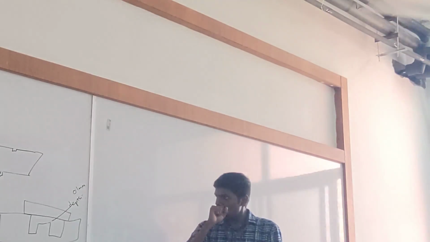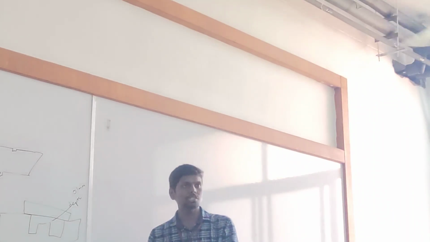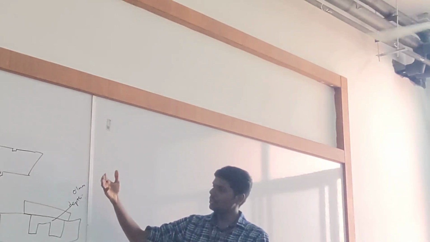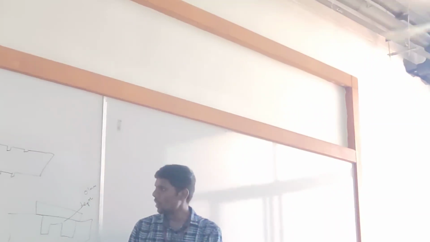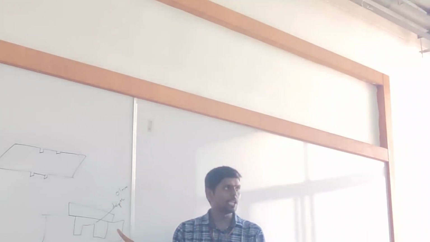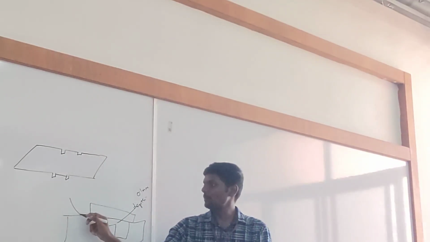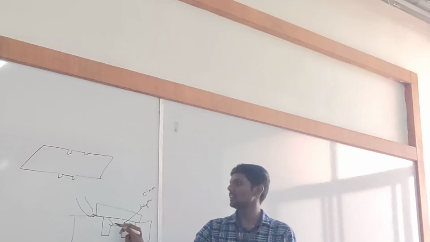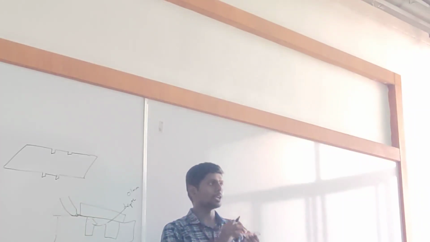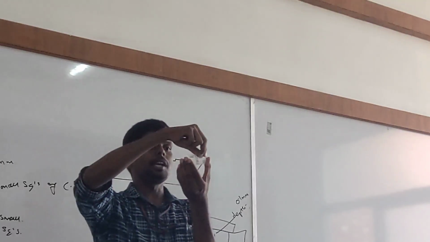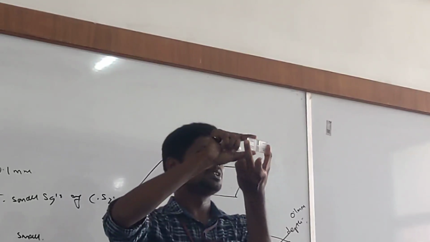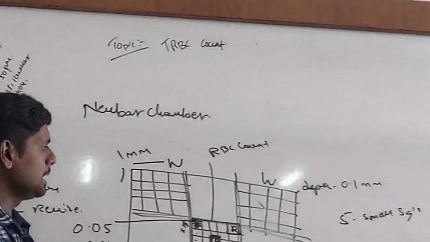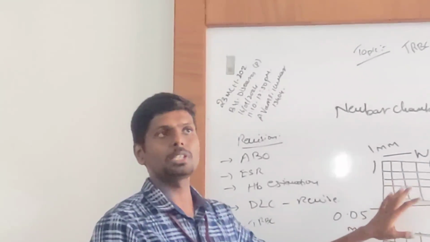So, how to charge the Neubauer chamber? Charging means filling it with blood. You have already placed the cover slip. After that, from the side, with the micropipette, you draw the blood and the blood will automatically fill the space. There are two grids, one at the bottom and one at the top. So each Neubauer chamber has two grids. These are some important dimensions of the Neubauer chamber.